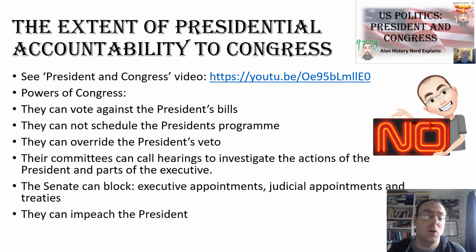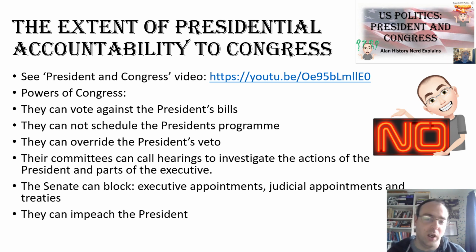Congress, both houses, can hold committee hearings to investigate the actions of presidents and any part of the executive relating to that particular committee. The Senate can block executive appointments, they can block judicial appointments, and they can block treaties. And of course, and we've seen this twice under Trump, they can impeach the president and other members of the executive. So in its toolkit of weapons against the president, the Congress has quite a big set of them.